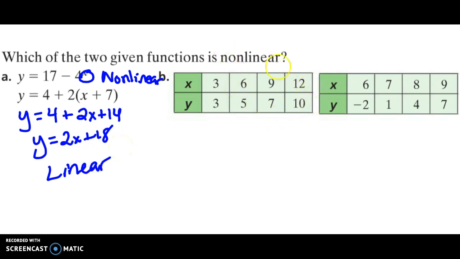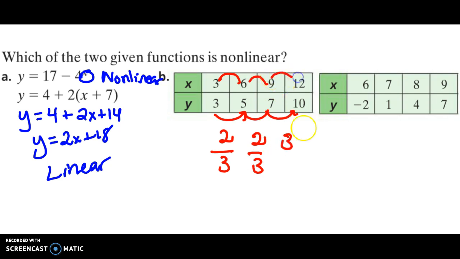Then again, looking at these, we're looking for the ratio. So the change in y is 2, and the change in x is 3, so it should all be 2/3. So 5 to 7 is 2, 6 to 9 is 3, 7 to 10 is 3, and 9, 10, 11, 12 is 3. So because those are not equal, this is nonlinear.